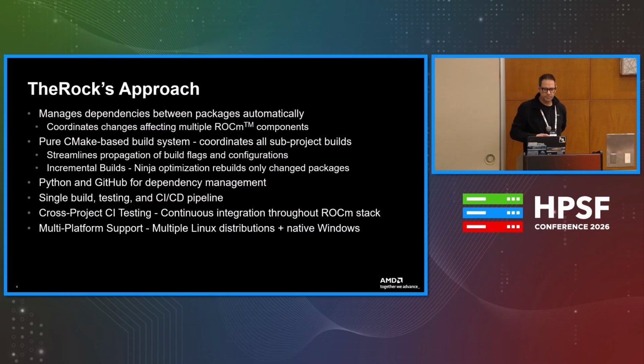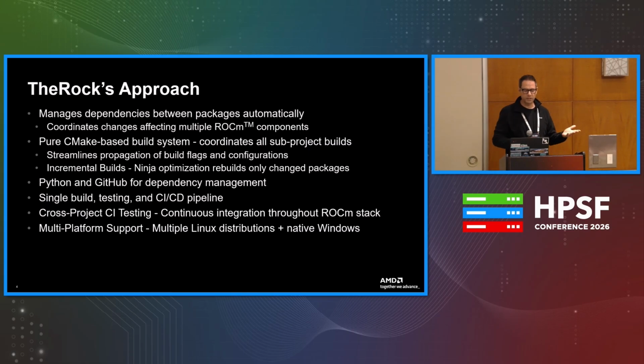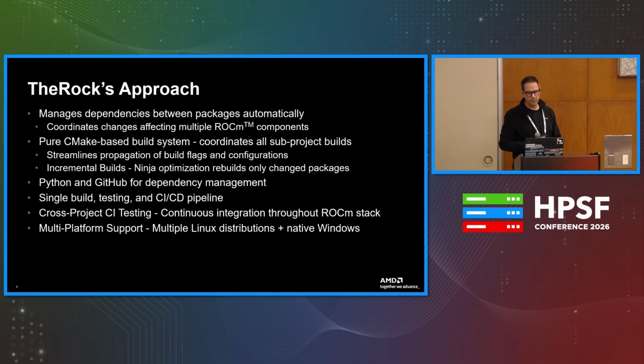So what is the ROC's approach? The ROC's approach is that it's managing dependencies between packages automatically, and dependencies with respect to PR changes and things like that. And it coordinates the changes that affect multiple ROCm components. It's a pure CMake build system, and it streamlines the propagation of CMake build flags and configurations. And also, very importantly, you can do incremental building with it, and you can do cached builds locally using Ninja, and it builds significantly faster.